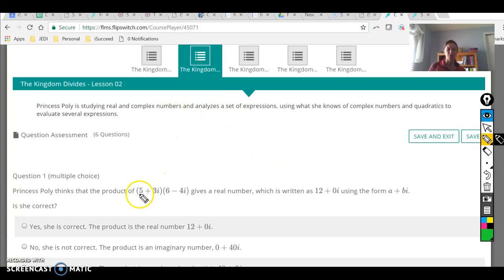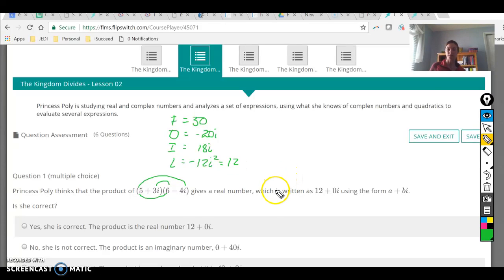I'm going to multiply my first terms, and I get 30. My outer terms give me a negative 20i. My inner terms give me a positive 18i. And my last terms give me a negative 12i squared, which I have to remember i squared is the same as negative 1, so it gives me a negative 12 times a negative 1, which is positive 12.